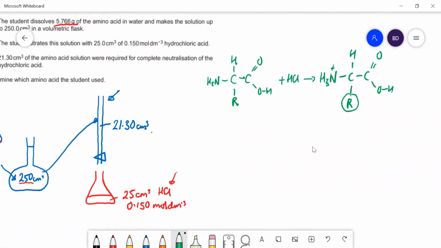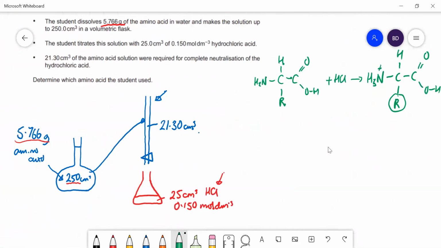So first of all, we've got to find out the moles of HCl. We can do that because we know the concentration and the volume. So moles HCl is concentration times volume. So that's 0.15 multiplied by 25 over 1,000, volume in dm³, of course. That gives us 3.75 times 10 to the minus 3 moles.